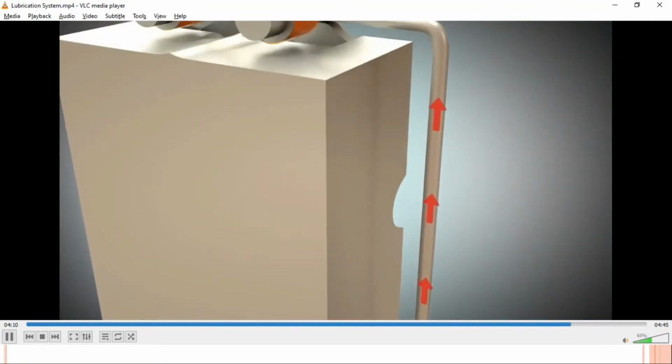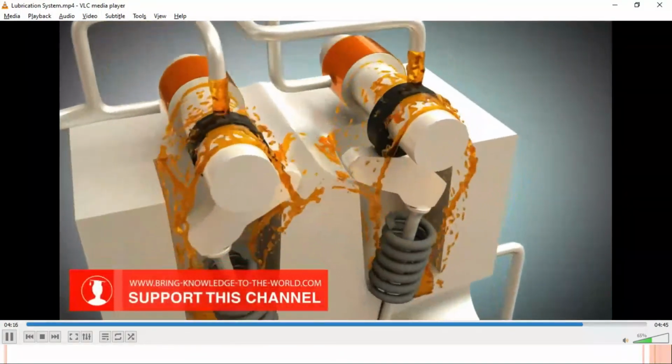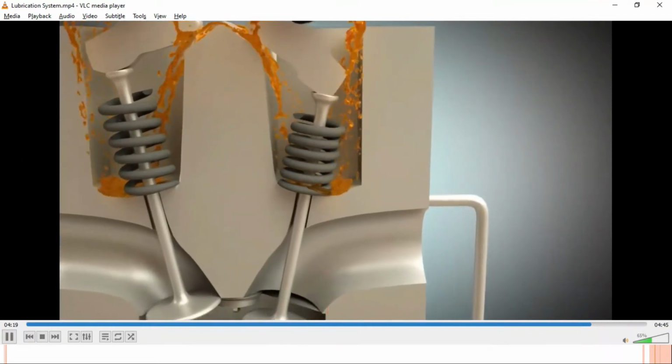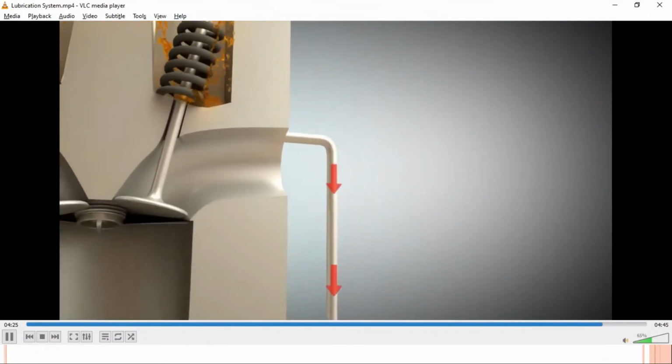Furthermore, the oil is pumped to the camshaft bearings, rocker arms, and valves in order to reduce friction and heat. As can be seen, the cam drives are also being lubricated with this oil, which is pumped upwards to lubricate the cam drives, which include the camshafts, the rocker arms, and the whole valve mechanism. From here, the oil flows into the oil sump via oil galleries.